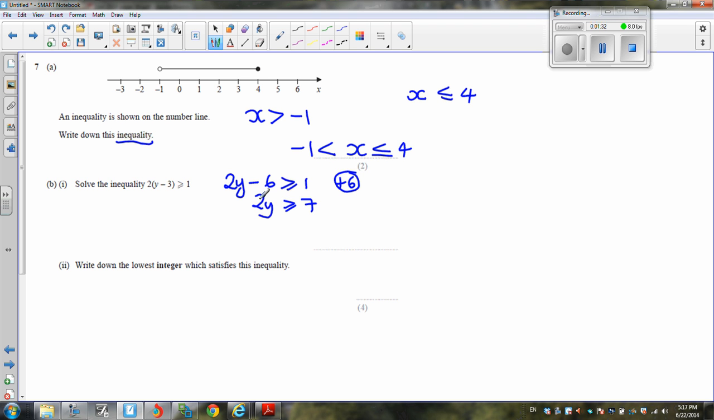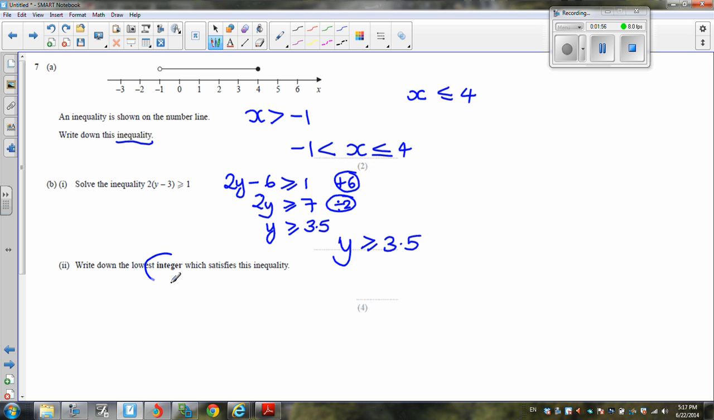Now I want to get y on its own on the left. At the moment it's multiplied by 2, so I'm going to divide by 2. So on the left-hand side, 2y divided by 2, well, that's just y. On the right-hand side, 7 divided by 2, well, that's 3.5. And this sign, just copy it. So the solution is y is greater than or equal to 3.5.